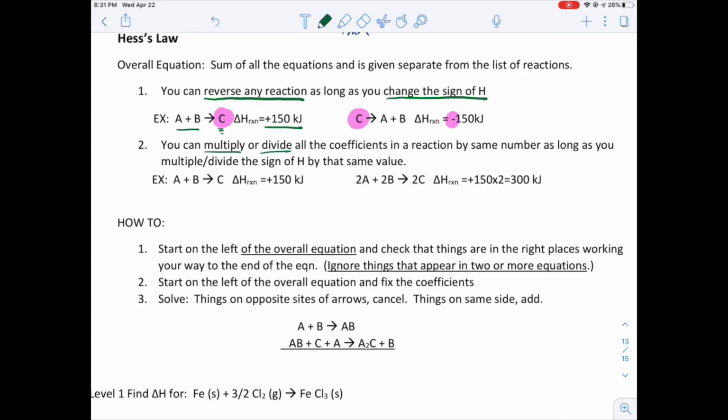Second rule, you can multiply or divide all the coefficients in a reaction by the same number. You can't pick and choose. It's got to be by the same number, as long as you multiply or divide the delta H by that value. So notice here, these are all ones, and so that's just the normal value. If I make them twos, then I have to say this number times 2. What if I wanted to make them halves? What if I made 1/2 A plus 1/2 B goes to 1/2 C? What happens to my delta H of reaction? It's 50 times 1/2, or half of 50.